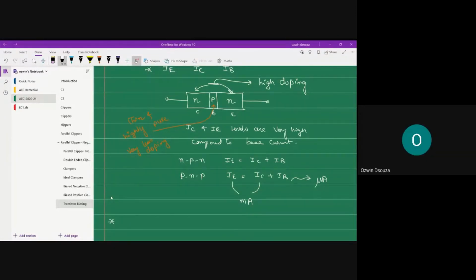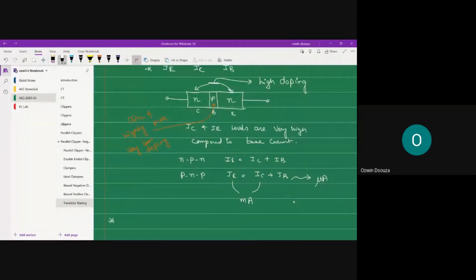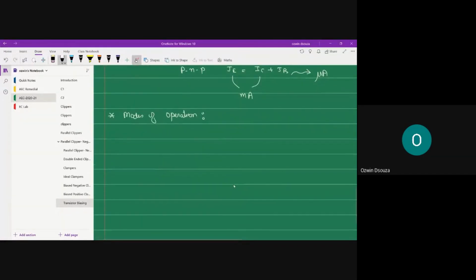Fine. So having discussed the different types of transistor currents, probably now I can take up the modes of operation. Now, what do you mean by modes of operation? Modes of operation is nothing but the manner in which the three terminals of the transistor are connected.